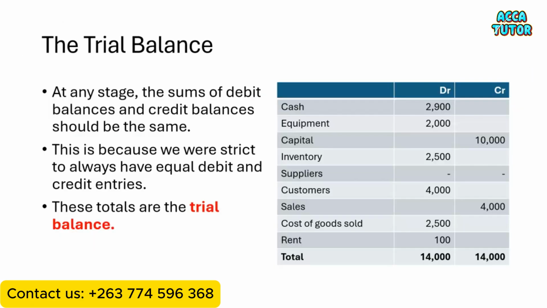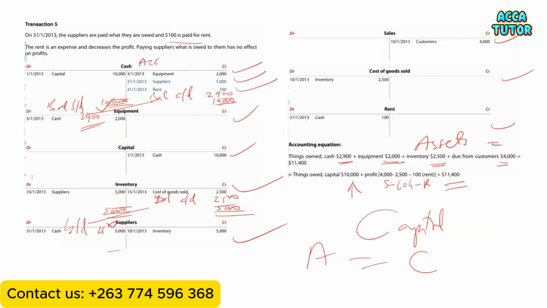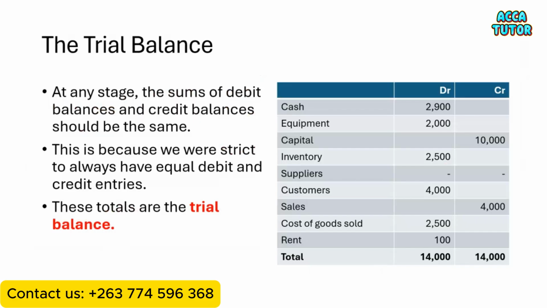So after you do everything, after you have closed up the accounts, you have done the balancing, the balance CD, balance BDs and so forth, you then have to come to the trial balance. At any stage, the sums of debit balances and credit balances should be the same. This is because we were strict to always have equal debit and credit entries. These totals are the trial balance. So we have created a trial balance for everything we have done so far.